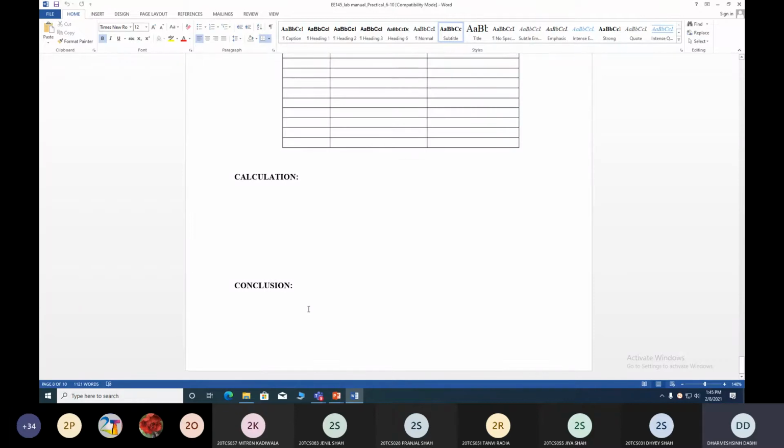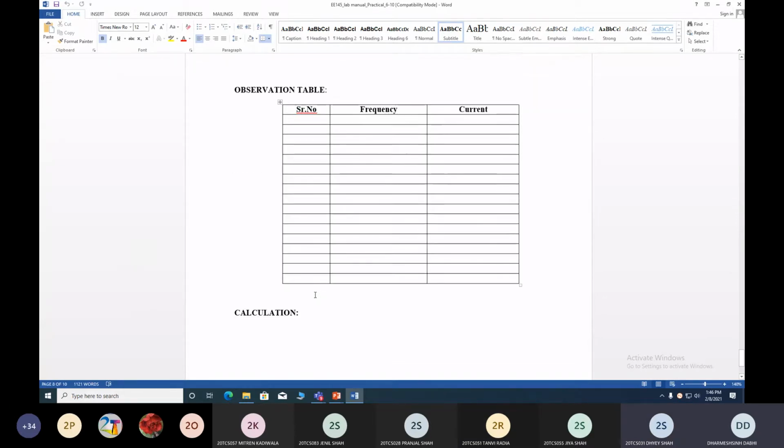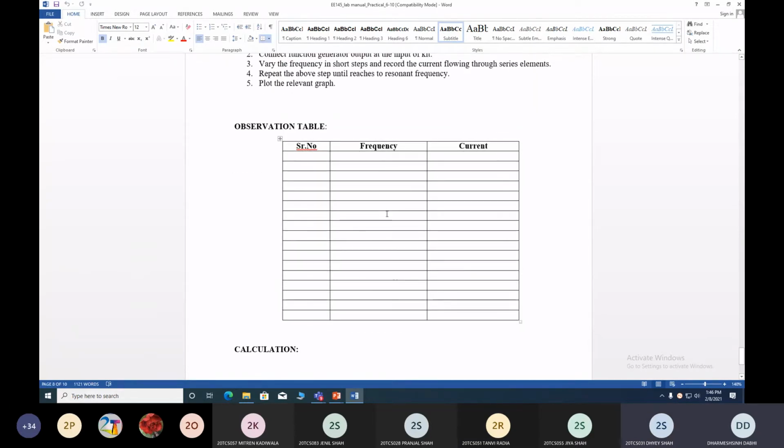So that calculation write down here, and then finally write down the conclusion here. Clear? So this practical is over. It's a very, very simple practical. Okay, all of you, is there any doubt to anyone? Sir, will you repeat after the observation table? See, observation table: write down the same values as I have written in this video.